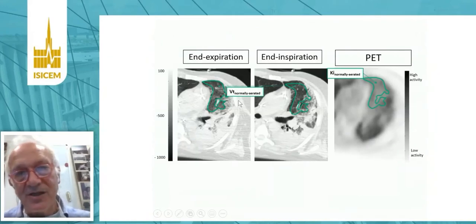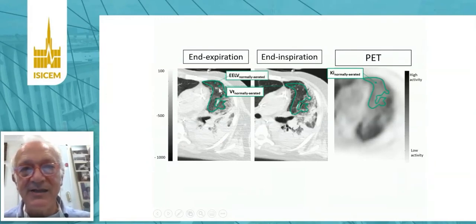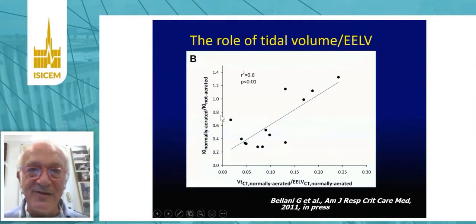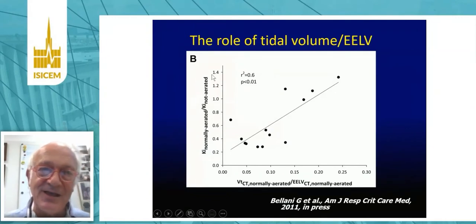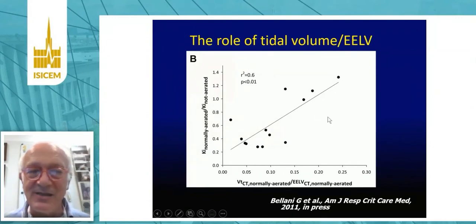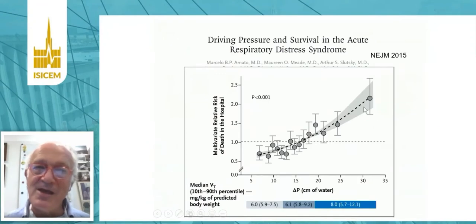The next important concept is that even aerated regions are indeed inflamed. And here we could see that inflammation in the aerated regions is related to the ratio of tidal volume to end expiratory lung volume. So it's not the absolute size of tidal volume that counts, but the ratio between tidal volume and end expiratory lung volume. This basically is the concept of driving pressure.